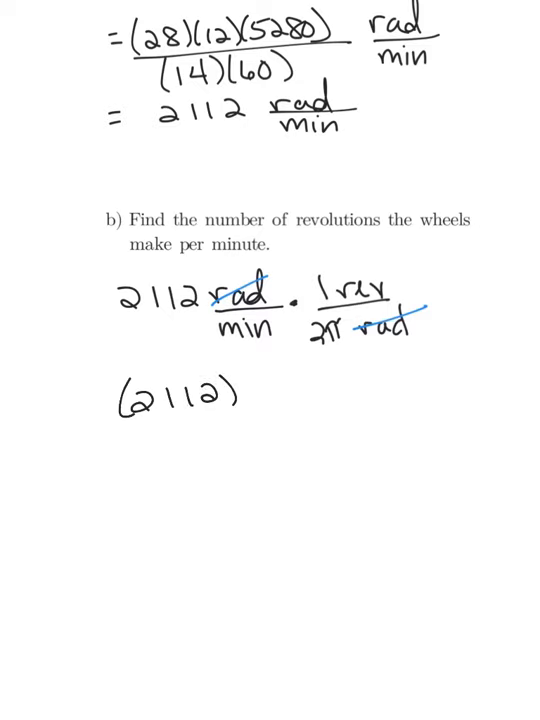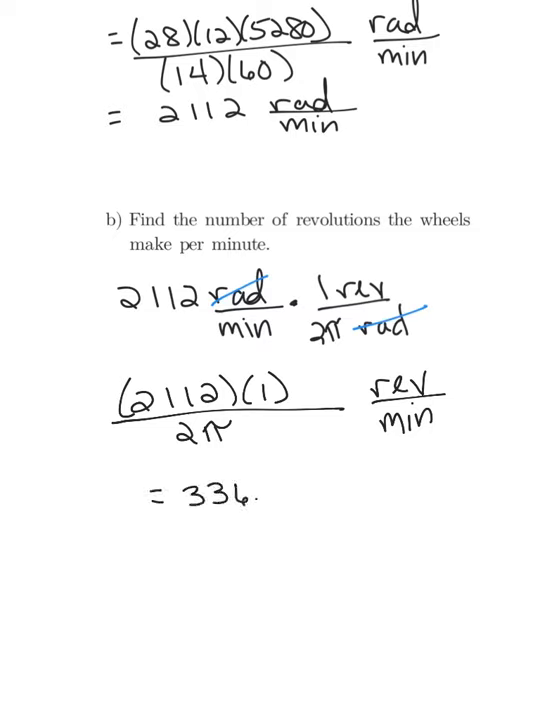2,112 times 1, 4 numbers in the numerator. You have 2 pi, 4 numbers in the denominator. Your labels are revolution per minute. Do these calculations and you wind up with 336.14. But remember, we are supposed to round our answers to the whole number. So we're going to say this is about 336 revolutions per minute.